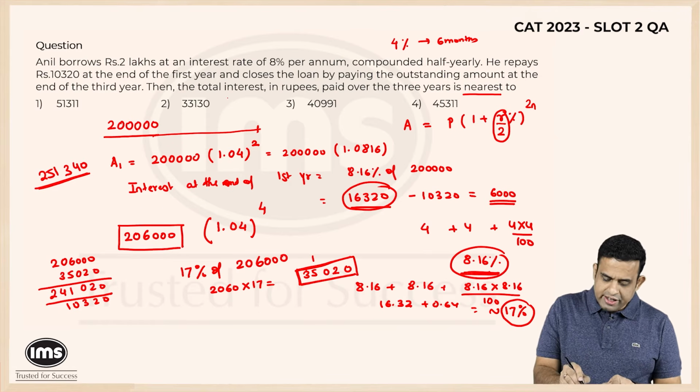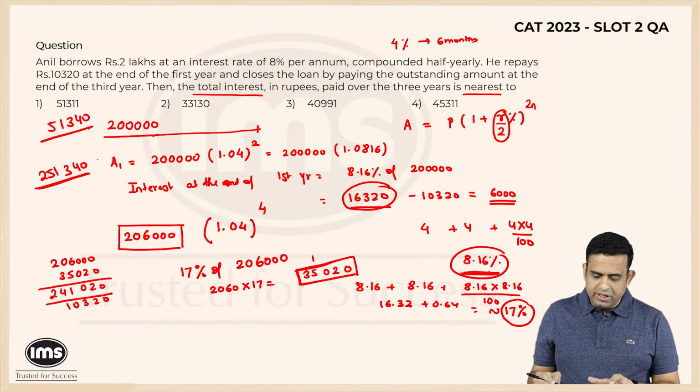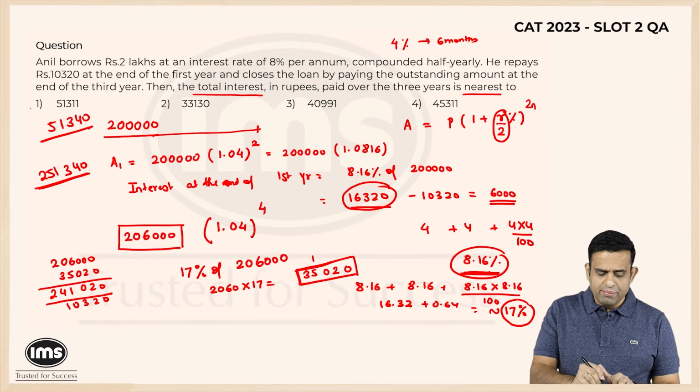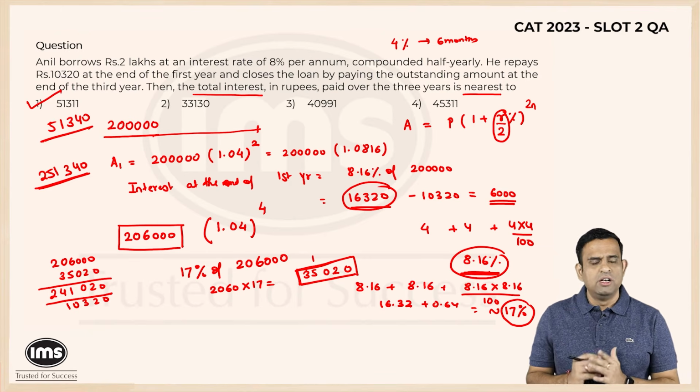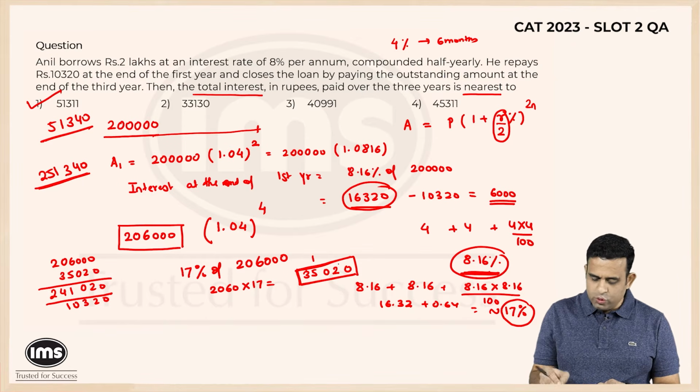So the total interest paid over the 3 years is nothing but, one can say, 51,340. And with the help of the options given to you, one can clearly mark option number 1 as the answer. Please note, people can also make a mistake over here by simply saying 35,020 plus this number 10,320.